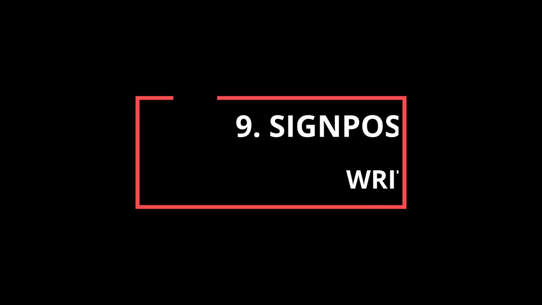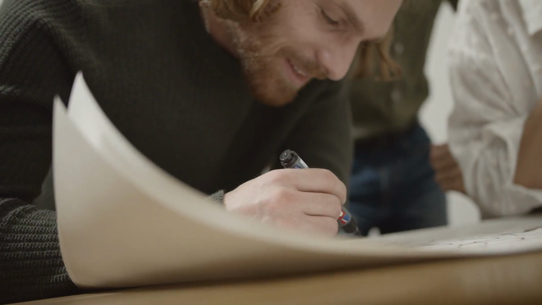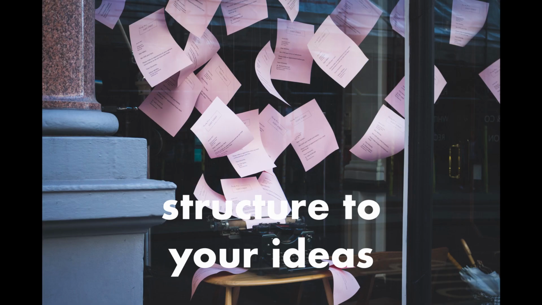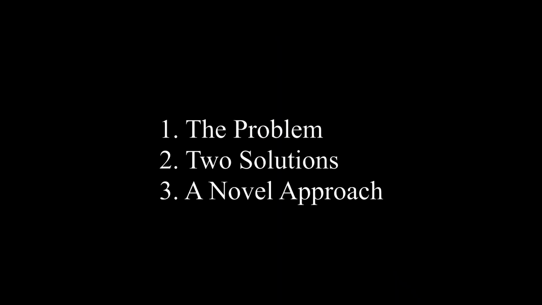Signpost and write an outline. Often students have great ideas, but they struggle to put a structure around it. Considering the macro level, signposting can give structure to your ideas, give it an outline. Now, you might do this with section headings. These will act as a checklist both for you and the reader as you go through the reading or writing process. You might try something like this: the problem, 2 solutions, a novel approach.